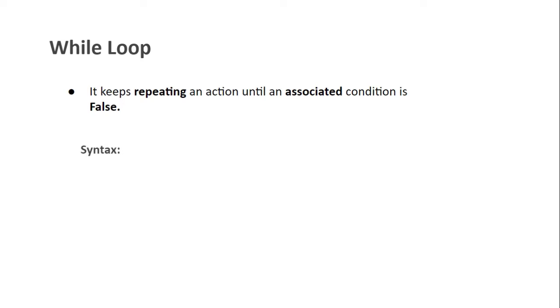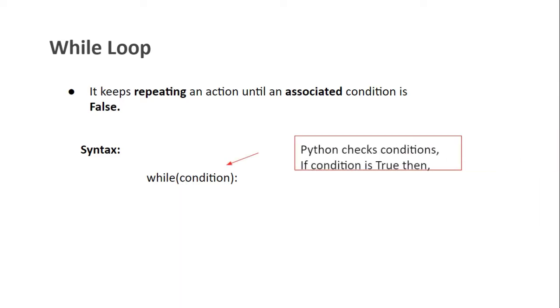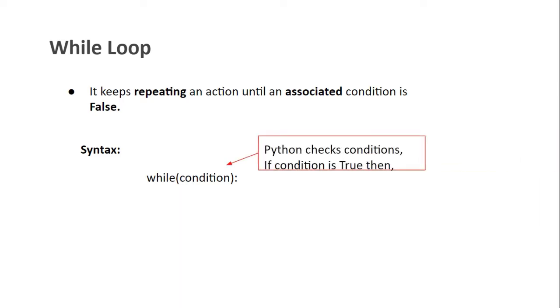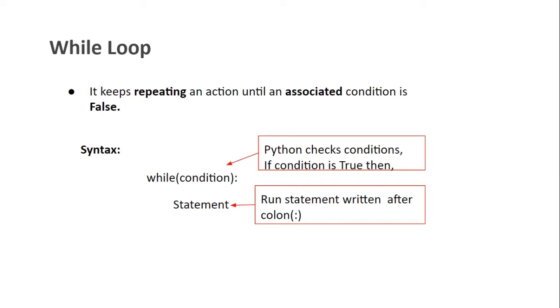So now next, the syntax of while loop. Here first we have while as a keyword and then a condition in brackets and after that a colon. Here it is written Python checks the condition and if it is true it enters the loop and then it will run the statements written after the colon. So here also in while loop we can have n number of statements in a loop.